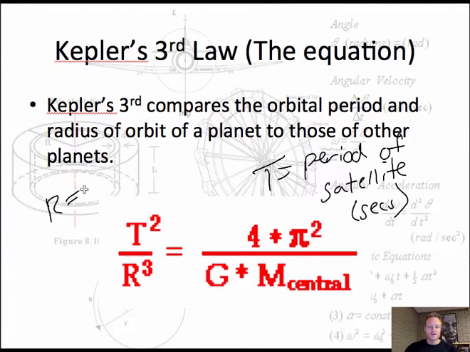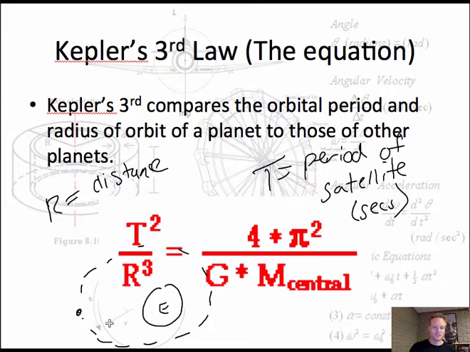R cubed is the distance or the radius from the object that's orbiting, the Earth or the Sun or whatever it might be, to the center of that object. So let's say here's the Earth, and here's the object that's orbiting around the Earth. I'm looking for the distance from this satellite to the center of the Earth. That is R. And typically, you're going to need this in meters, so you'll be converting that into meters for the most part.